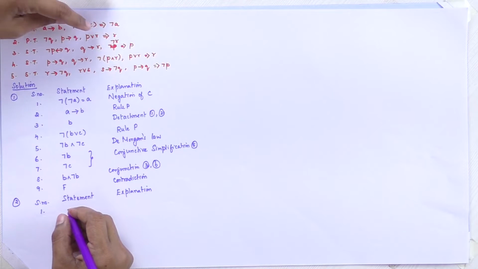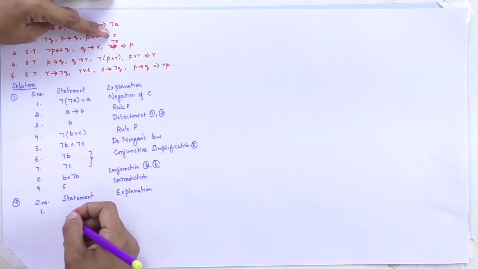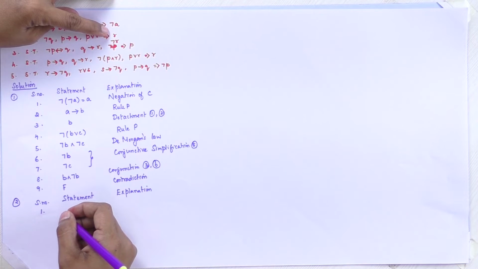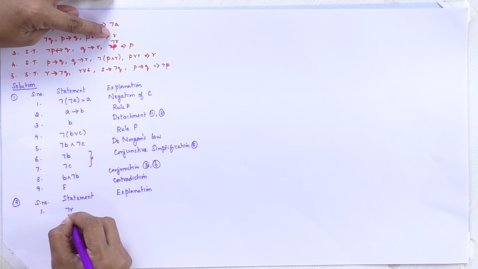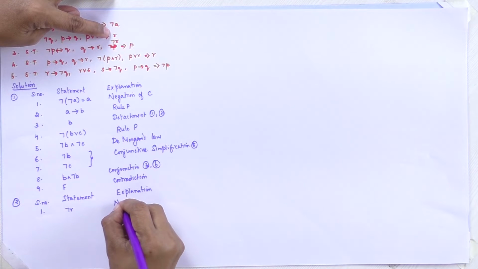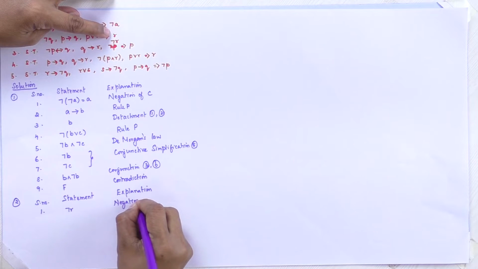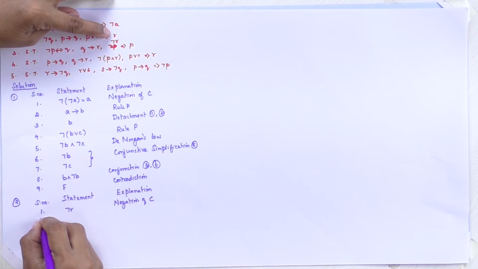Now look at here the second problem. What should be your first and foremost thing? Yes, the first and foremost thing what you said is correct. You will have to take what? Yes, the negation of the conclusion. So the negation of the conclusion is what here? Negation R. So the explanation we will give here is the negation of the conclusion.